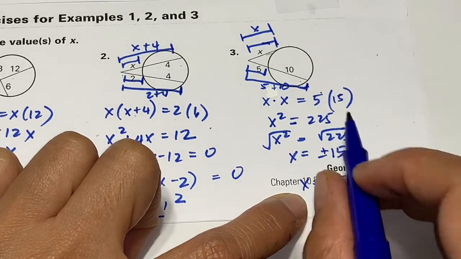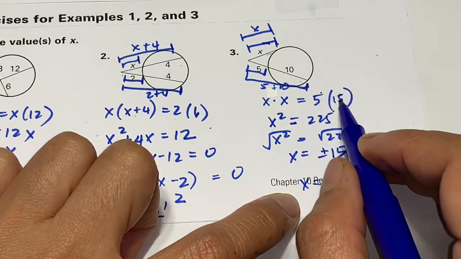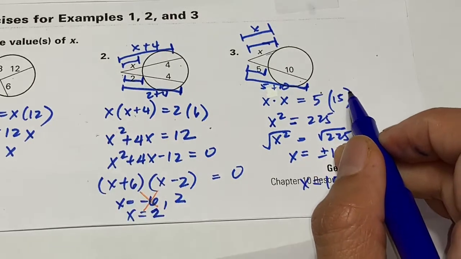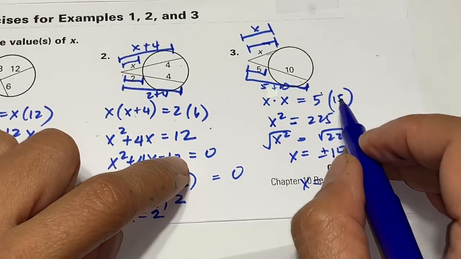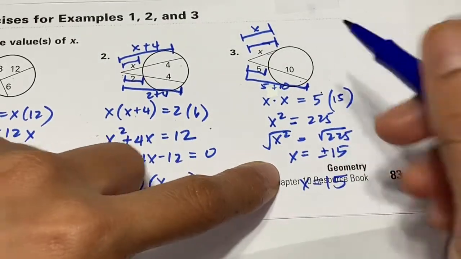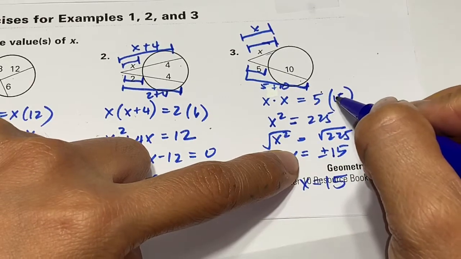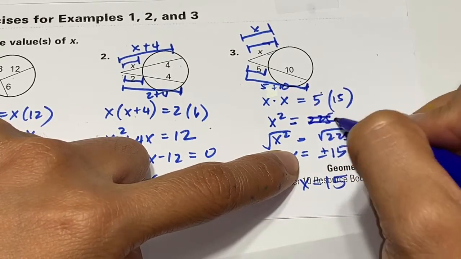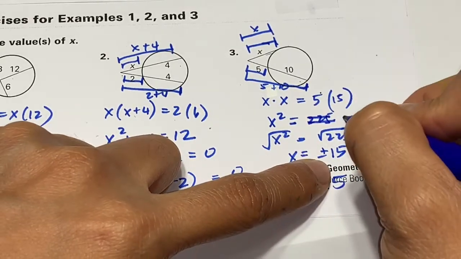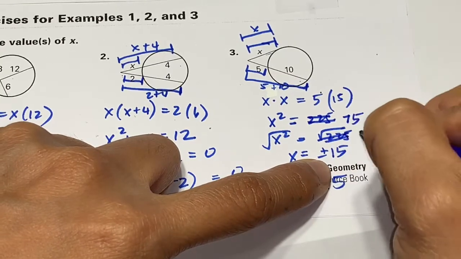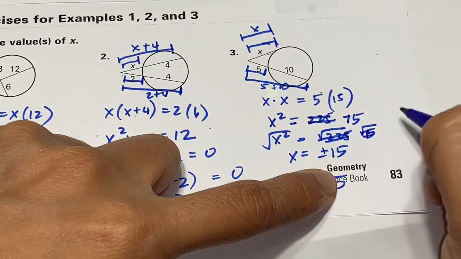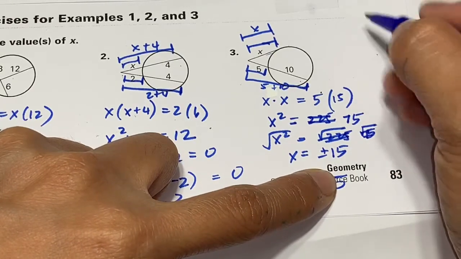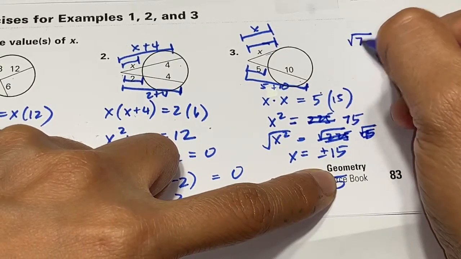Oh, I did that wrong. It's not 15 squared. How did I get 225? Oh, I did 15 squared. Sorry. It's 15 times 5. That is 75. Square root of 75.